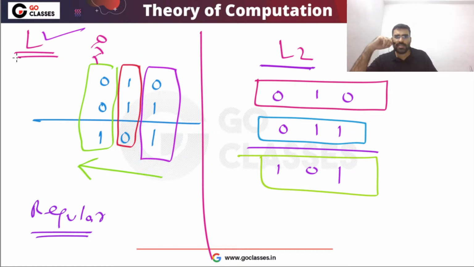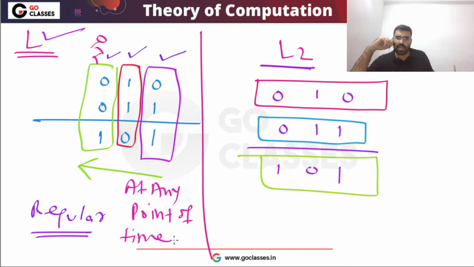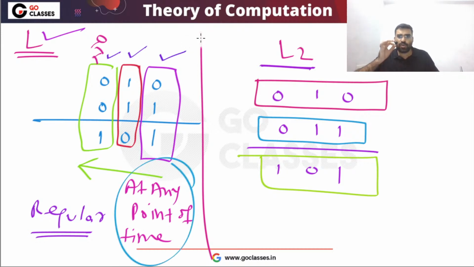So what I'm saying, in this language, I'm giving you this, then this, then this. At any point of time, how many things do you have to remember? You have to remember the carry, the previous carry, and these three. Yes or no? You have to remember four things at any point of time.